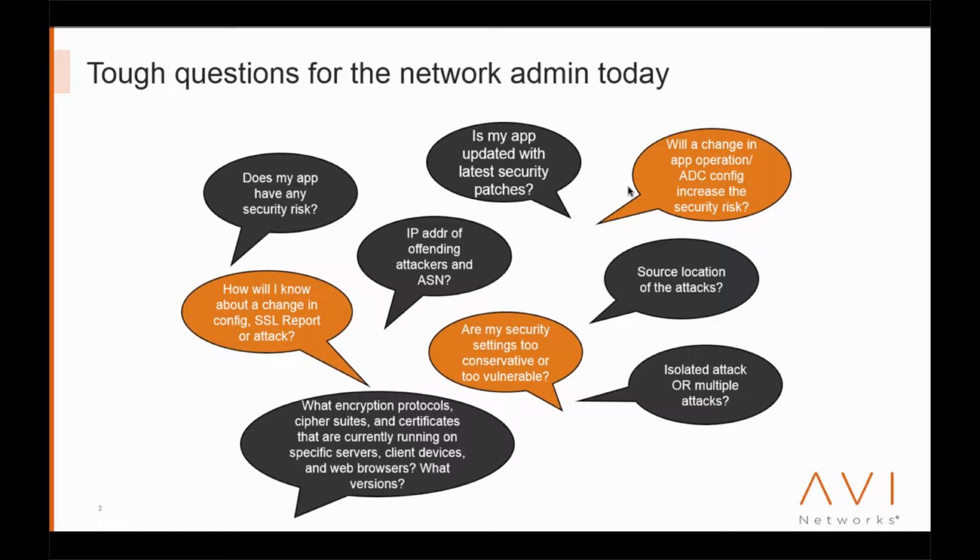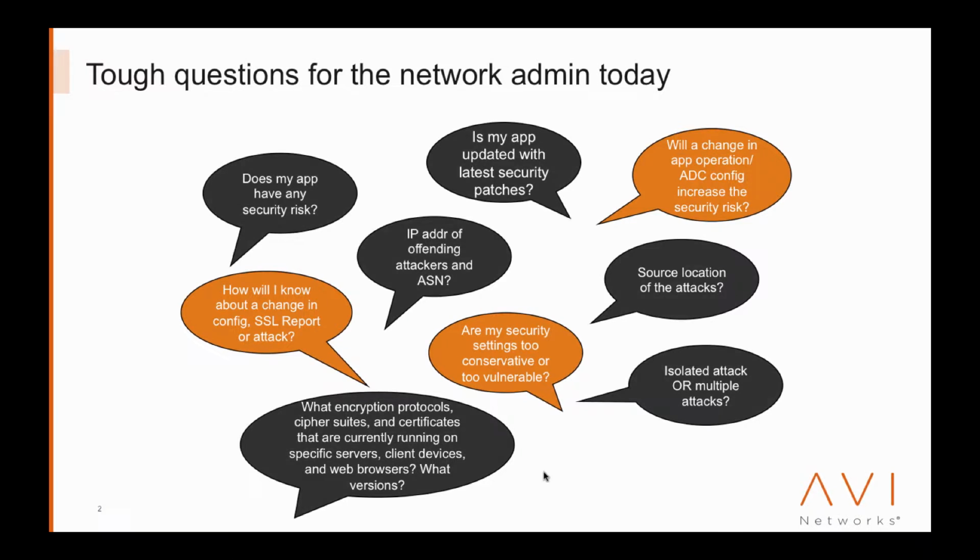So first off, let's just look at some of the tough questions that network administrators are faced with. There's quite a few questions that you see here. Does my app have any security risk? How long will it take for me to know if a change in config or SSL report or attack is actually going to impact the security profile that I have? Is my app updated with the latest security patches?